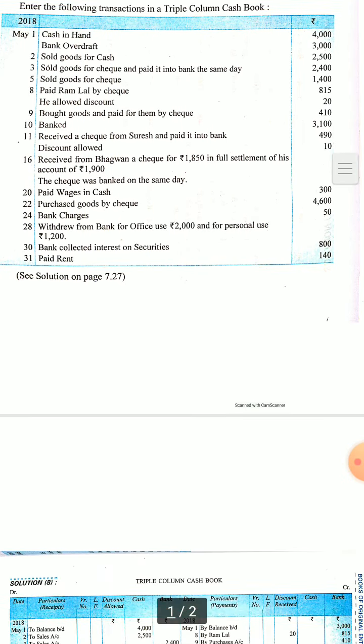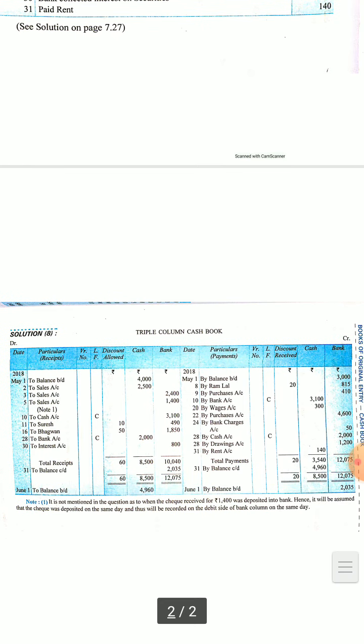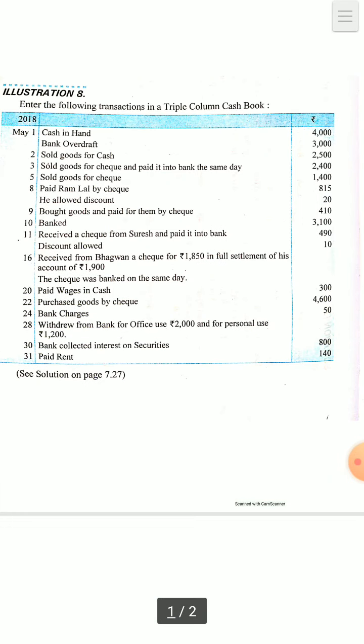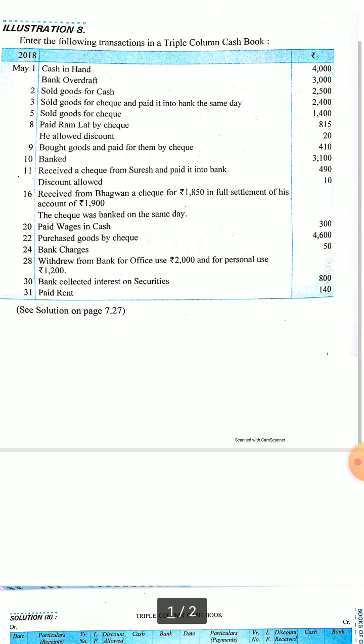Again paid wages in cash. So by wages 300 in the cash column. Here you have to remember whether to enter in cash or bank column. Very carefully you have to do this. The check was banked on the same day, so we assume that Bhagwan's check was deposited immediately. Again, purchased goods by check. That means by purchases in the bank column.